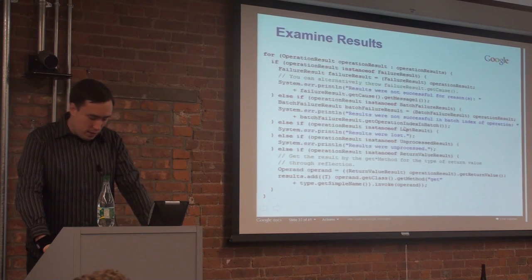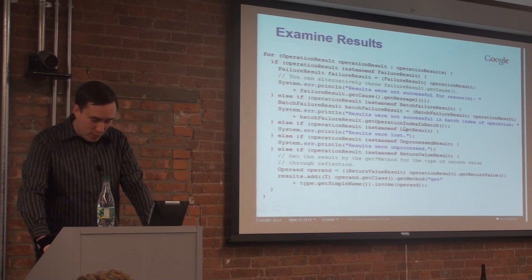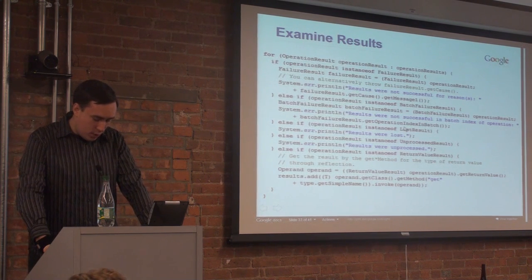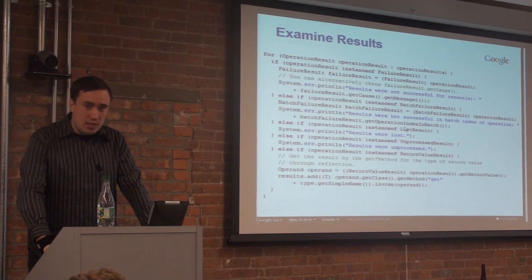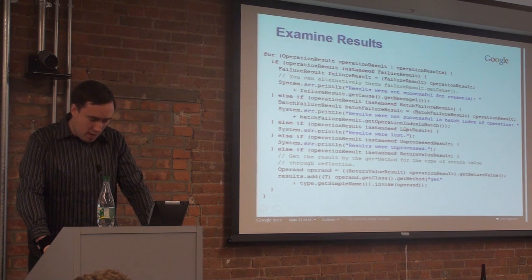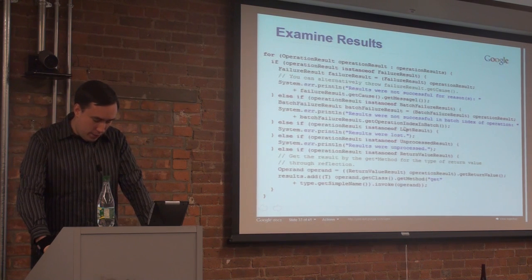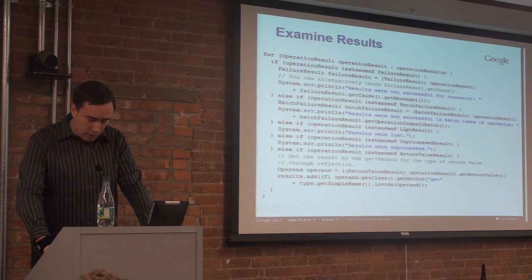So here's a very detailed example of how you can process these operation results. In the first few lines, we're just testing to see what kind of operation result we got back, whether it's a failure result or a batch failure. In this example, we're just printing out to the screen. And then at the bottom, the final case is if it's a return value result.